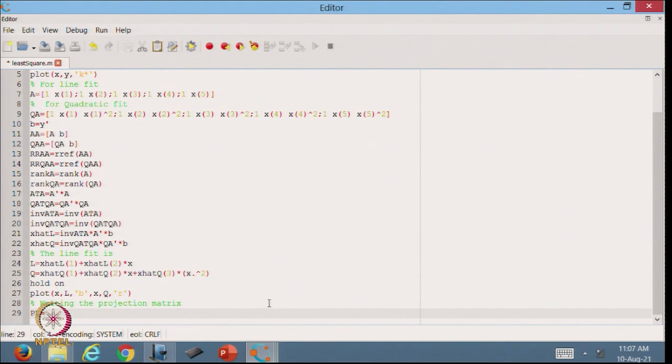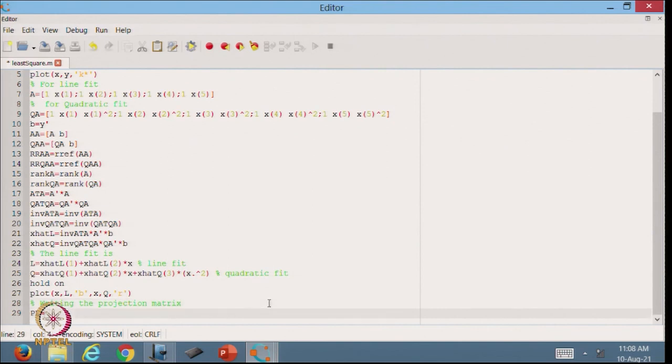Now if somebody becomes confused, then they can also write some comments here. So I can write here that line fit, and here I can define quadratic fit. So similarly I can define here the projection matrix.